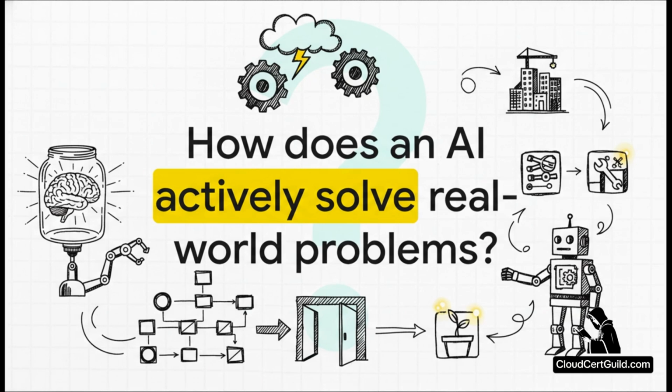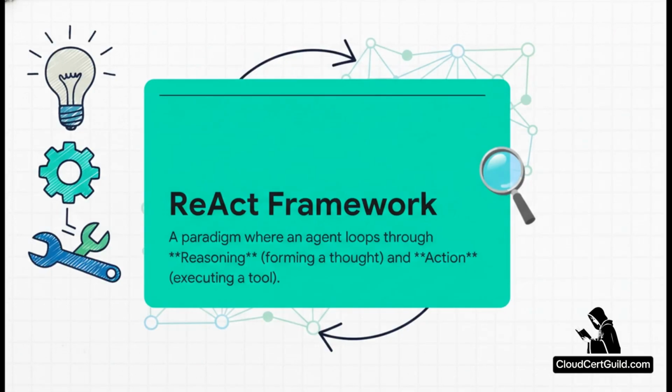So that brings us to the core challenge, right? How do we build a system that can go beyond just thinking and actually start solving complex, multi-step problems out in the real world? Well, the solution is this really elegant and powerful framework called ReAct. And it's exactly what it sounds like, reasoning and action. It gives our AI a super simple, repeatable process. The agent forms a thought about what it should do next, and then it takes an action to get there.